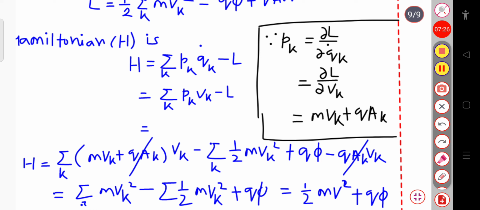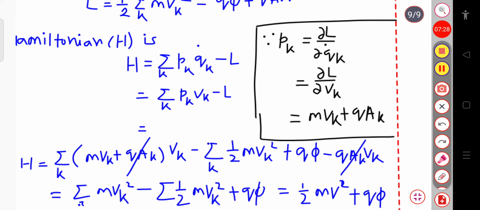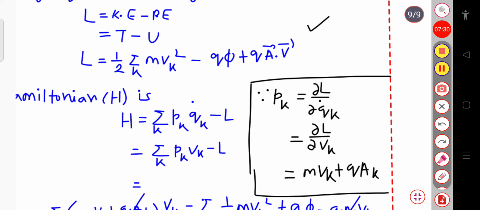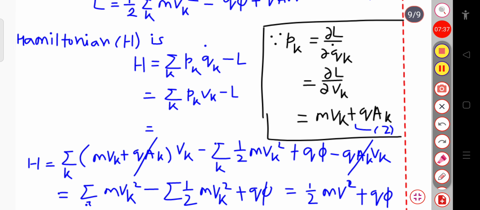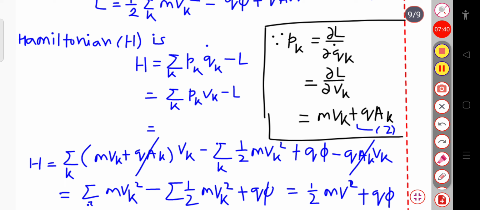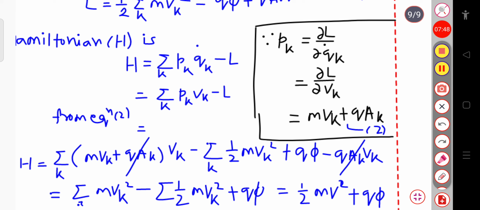Now let me give the equation numbers. Suppose I write the Lagrangian to be equation number 1, this is your equation number 2, and here you have substituted from equation 2 the value of pk. Now this is your equation number 3, that is the Hamiltonian equal to half m v square plus q phi.